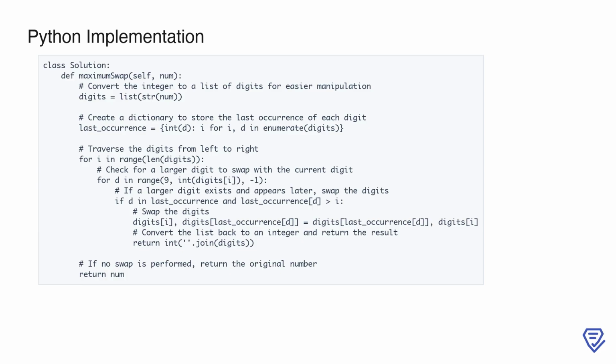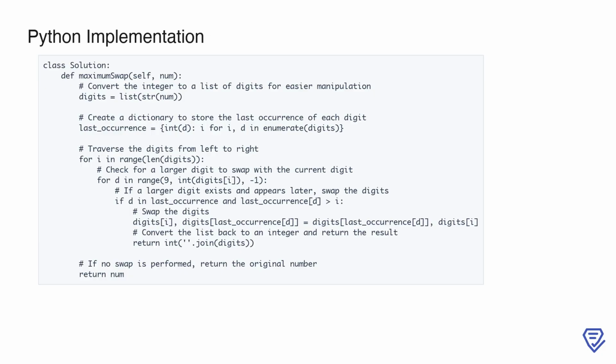Here's the step-by-step breakdown of the code. 1. Convert the input to a list of digits. The input number is converted to a string and then to a list of characters. This allows easy manipulation of individual digits. For example, if the number is 2736, digits will be 2, 7, 3, 6.